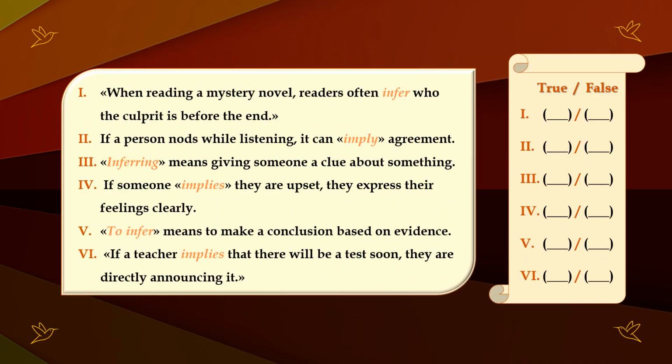Answer each true or false question based on the meanings and examples you reviewed. This will help reinforce your understanding of each form and its correct usage. 1. When reading a mystery novel, readers often infer who the culprit is before the end. 2. If a person nods while listening, it can imply agreement. 3. Inferring means giving someone a clue about something.